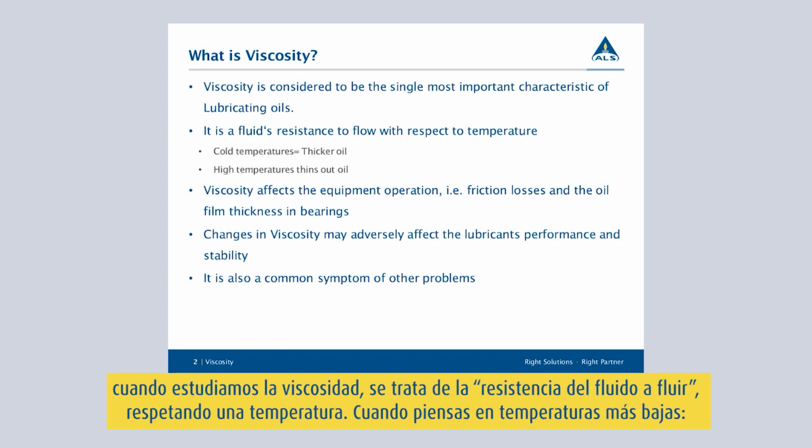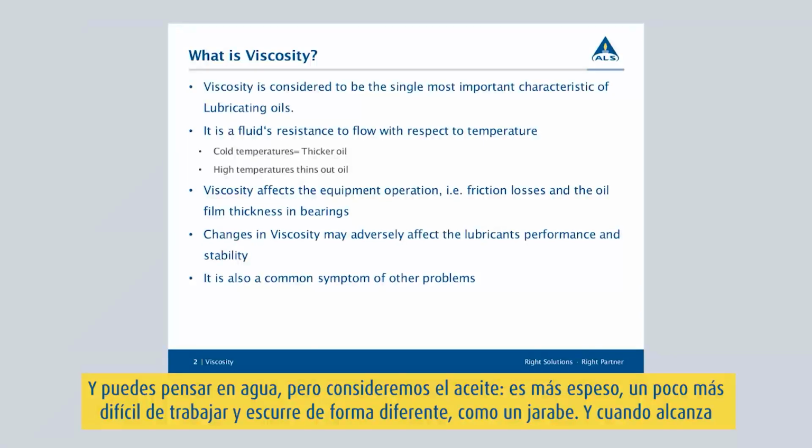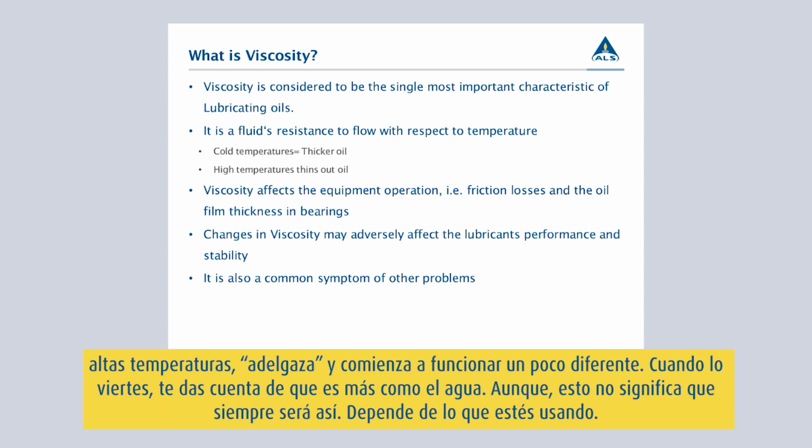When you look at what viscosity is, it's the fluid's resistance to flow with respect to temperature. When you think of colder temperatures, and you can think of this in terms of water as well, but we're going to think of it in terms of oil, you start to get something that's a little thicker, a little harder to work with, and it pours differently. Think more like maple syrup. When you get to high temperatures, it thins out and starts working a little differently, and when you're pouring it, you're looking more at water. Now, that's not always how it's going to be. It depends on what kind of grade you're looking at.